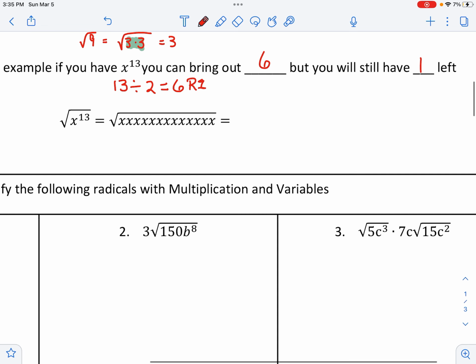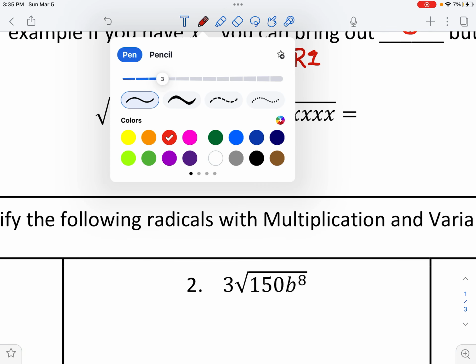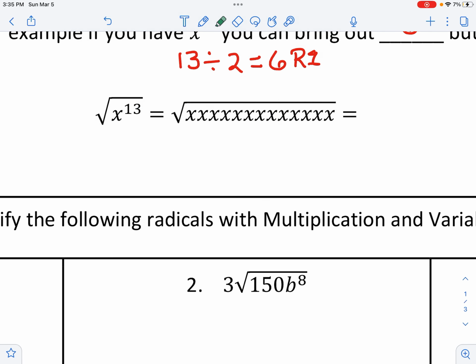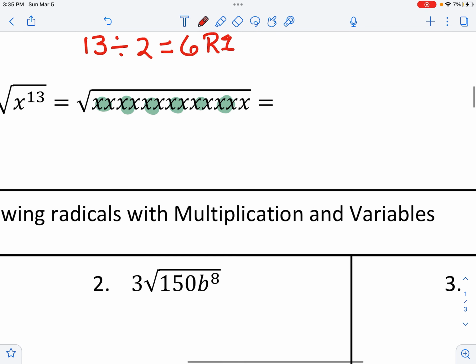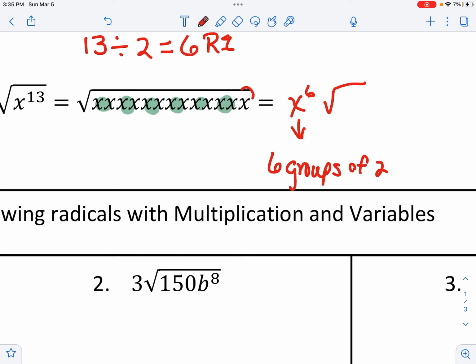Let's take a look at this. So there I have the square root of x to the 13th as your radicand. I wrote all 13 out. 1, 2, 3, 4, 5, 6 groups, right? So that represents 6 groups of 2. I'm going to write that down for you. 6 groups of 2. But then that one little guy right here that I just put a circle around, he's kind of like the leftover. He doesn't have a buddy to come out.